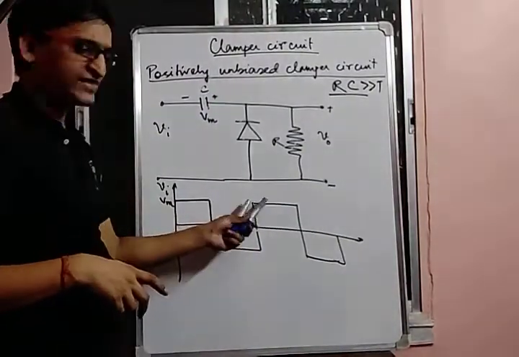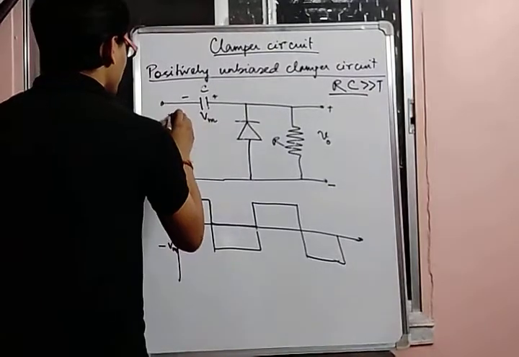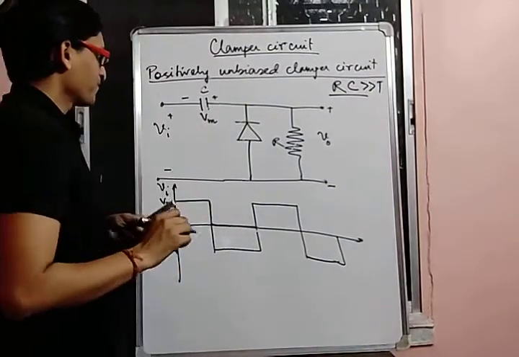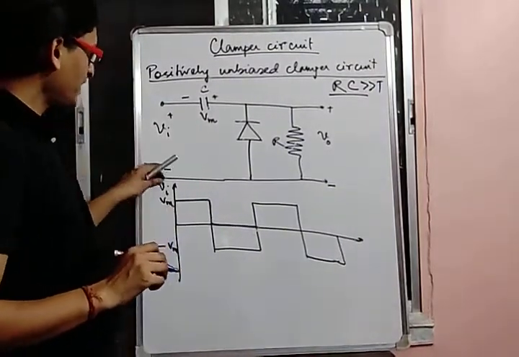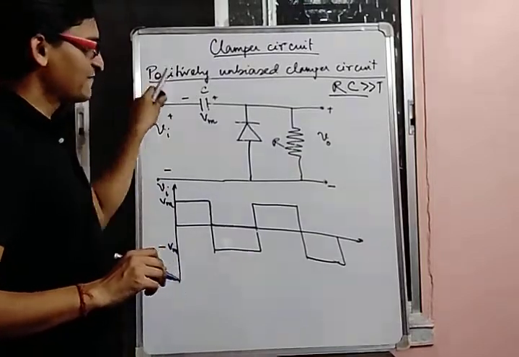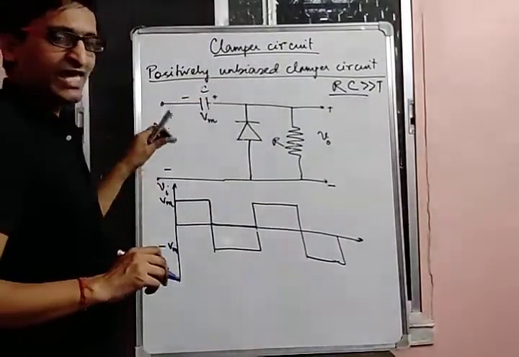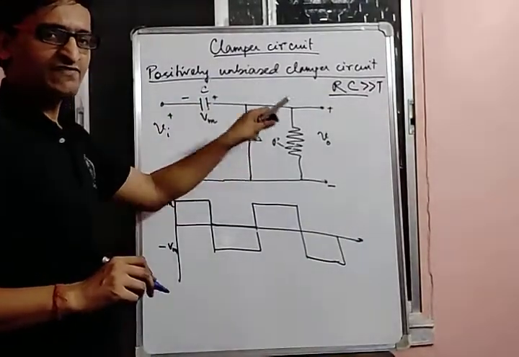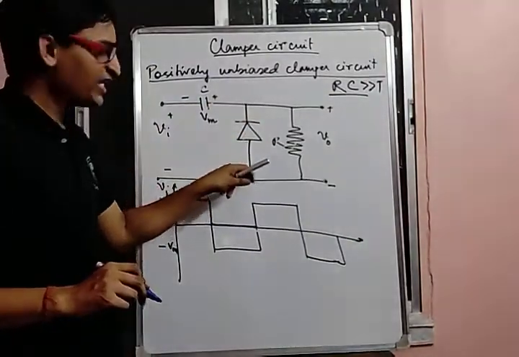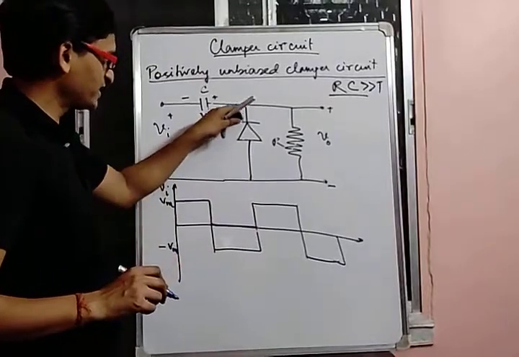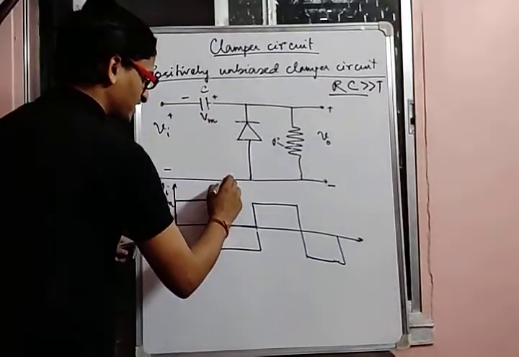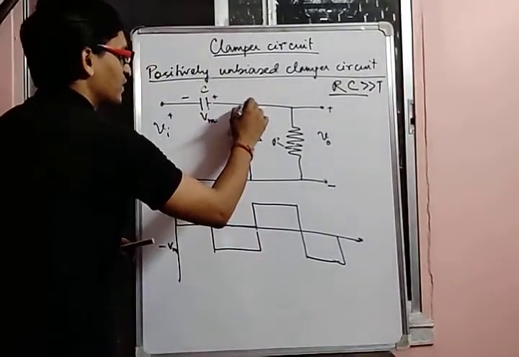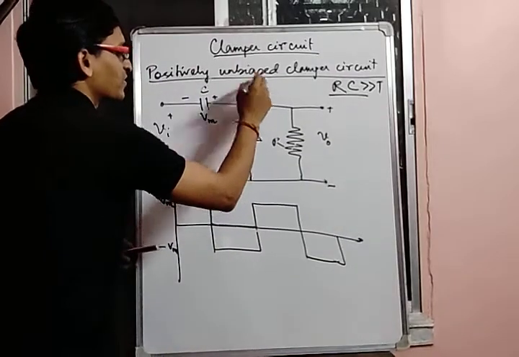Now during the positive half cycle, what will happen? This is plus, this is minus. So these two voltages will add up, and this diode will go to the reverse bias state, because this voltage is higher as compared to this voltage. So suppose if I consider this one to be 0 volt, then this voltage will become 2 times Vm.